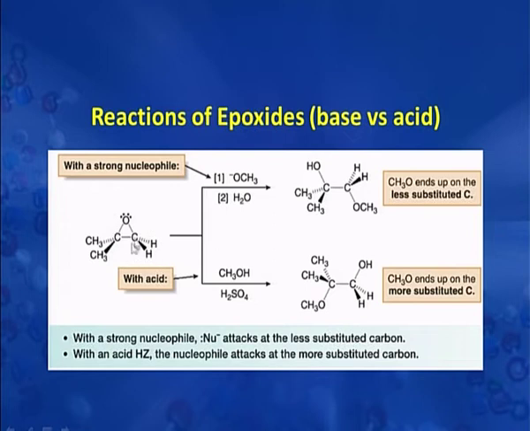You can see if we are using a strong base, that means the ring opening in presence of base, then the product formed is exclusively this, whereas in presence of acid the product is different. So, we can say that with a strong nucleophile attacks at less substituted carbon, whereas with an acid the nucleophile attacks at a more substituted carbon.